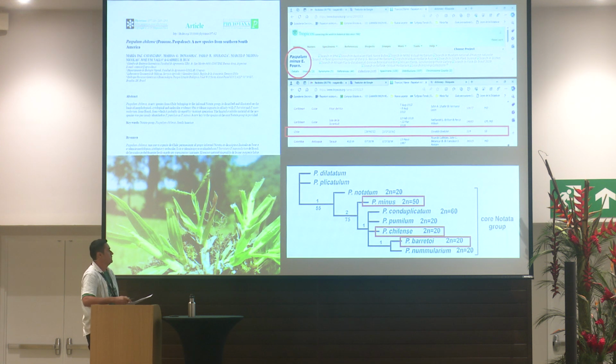So here we see that the Paspalum minus complex actually includes 3 biological entities. So if we consider them as one species, we would neglect 2 sexual diploid species, and it's not good for conservation purposes.